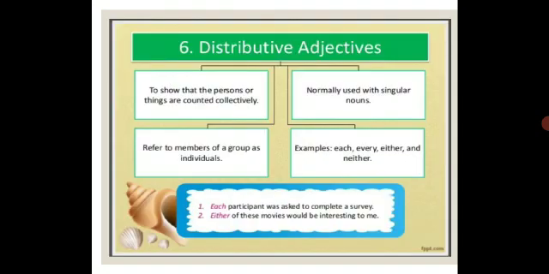Next, distributive adjective to show that the persons or things are counted collectively, normally used with singular nouns. Refer to the members of a group or individuals. For example, each, every, either, and neither. Each participant was asked to complete a survey. In this sentence, each is a distributive adjective. Either of those movies would be interesting to me. In this, either is distributive adjective.